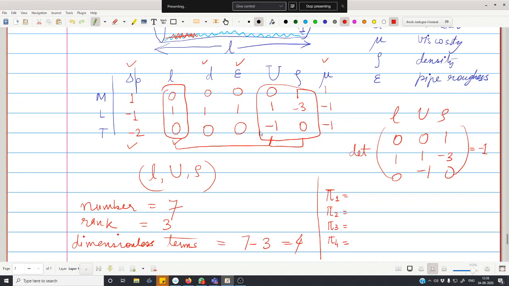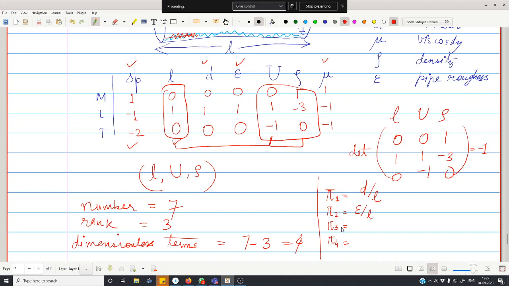D by L and epsilon. Excellent. So it will be D by L and epsilon by L. That's a no-brainer, an absolute no-brainer. Do you agree with me? Yes. You don't even need to do all those A, B, C coefficients. It's sitting right in front of you.